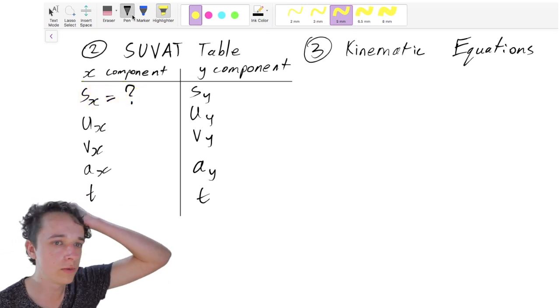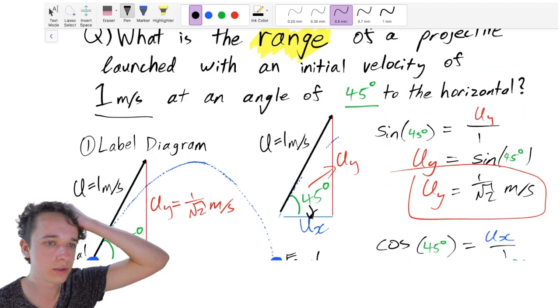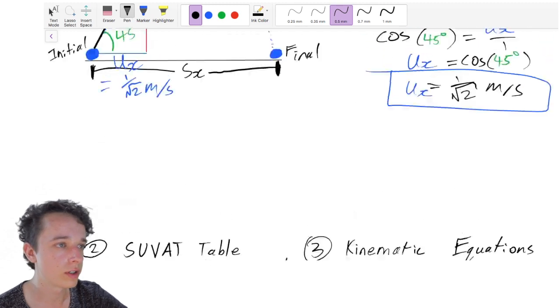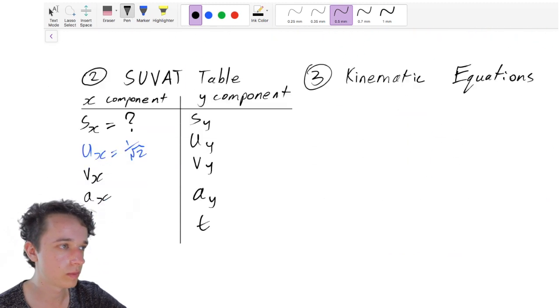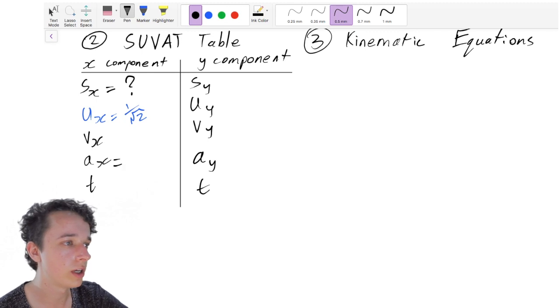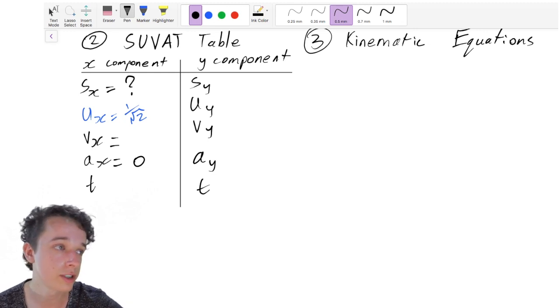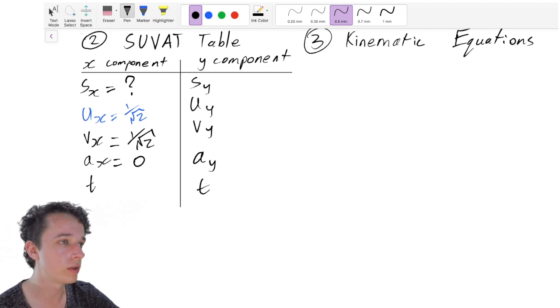Do we know what u of x is? Yes, we do. It's 1 over root 2. V of x. What is v of x? Well, we know that there is no acceleration in the x component because there is no force being applied to the projectile in the x component. So if there's no acceleration in the x component, the velocity isn't changing. So this is also 1 over root 2. Do we know what the time is? No.